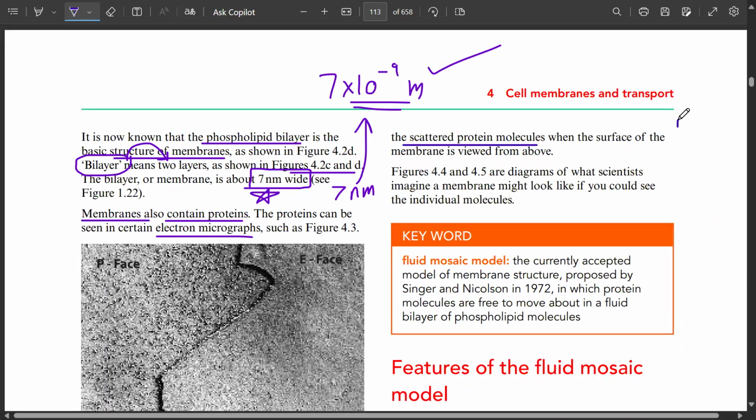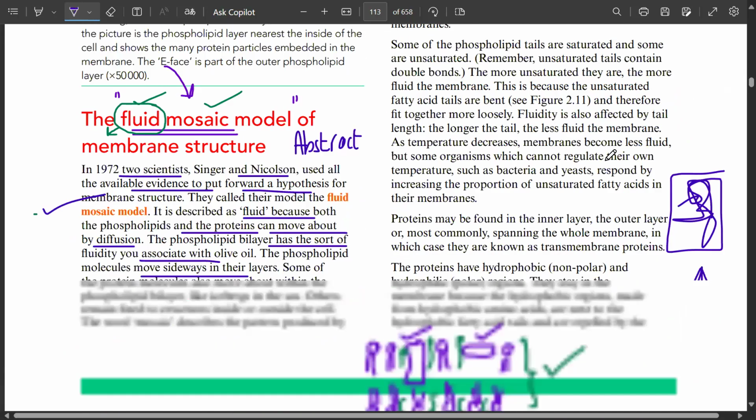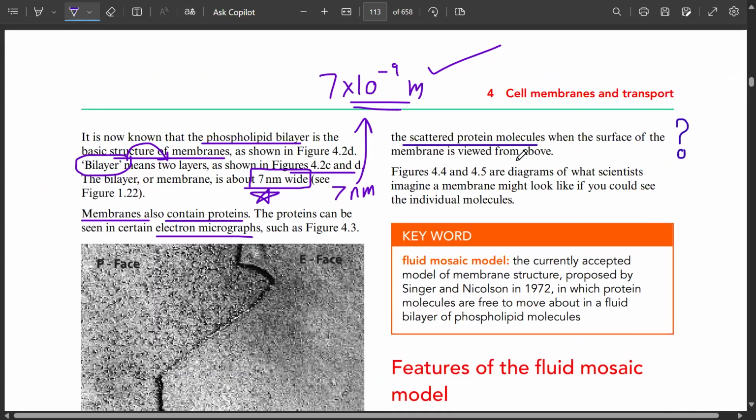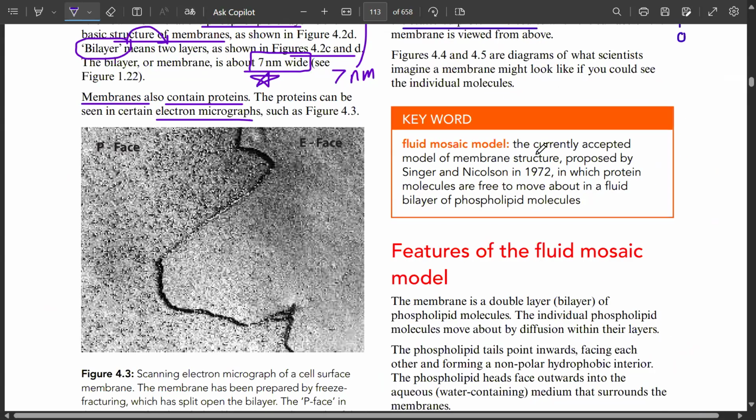So you may get a question, and you have to copy down all of this because this is the best answer that is already written for you in the book. The book has the best answers for all your past paper questions. Remember that. So why mosaic? Because of the scattered protein molecules within the surface of the membrane. So the fluid mosaic model is the currently accepted model of membrane structure proposed by Singer and Nicolson in 1972, in which protein molecules are free to move about in a fluid bilayer of phospholipid molecules.